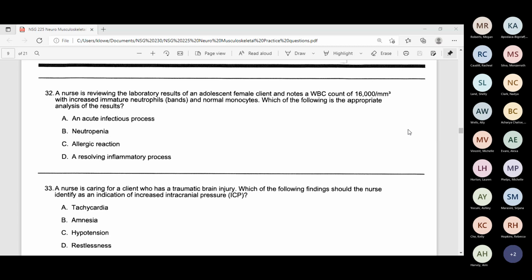So why did you put that one? Because it mentioned the immature bands, and when the body's trying to compensate and send more out, they don't take the time to complete the process of making them. It just sends them out as fast as it can. Right, right. So we can look at our WBC count and know that it should be 5 to 10,000. It's elevated. We have increasing amounts of those bands that are out. So it's an acute infectious process. Good.